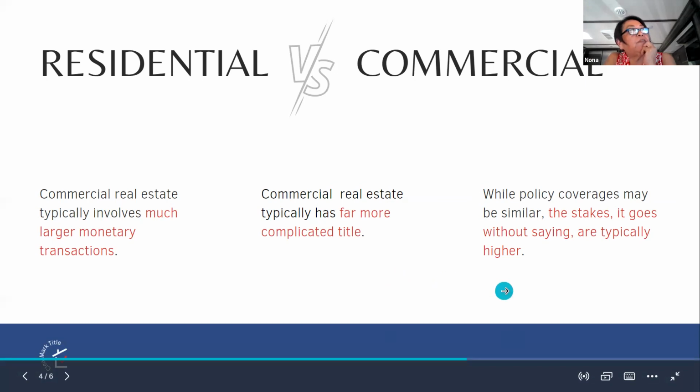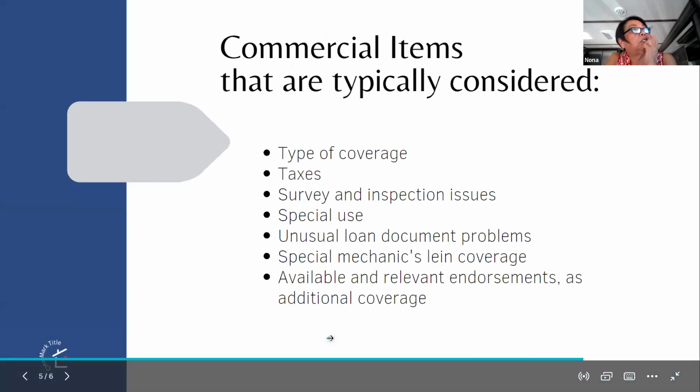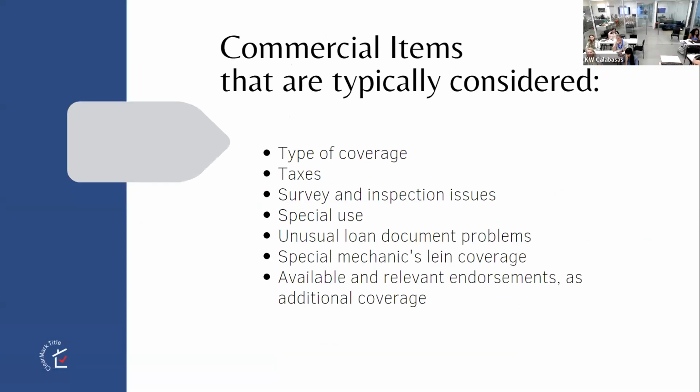Yeah, if you go to the commercial items that are typically considered, the next page. Yes. Okay, so types of coverage will also be applicable, all of this can be applicable to residential also. So types of coverage, let's just stick with the typical coverage for residential: owner's policies and lender's policies. Taxes: all lenders and most buyers want their taxes up to date by the time they're closing on their transaction.